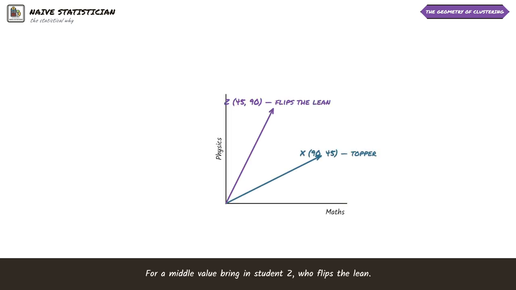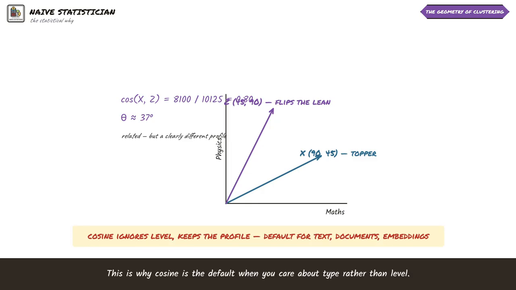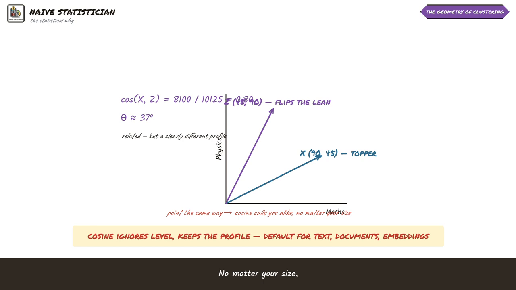For a middle value, bring in student Z, who flips the lean. Maths 45, physics 90. Z's cosine with x is 0.8, an angle of about 37 degrees, related but a clearly different profile. This is why cosine is the default when you care about type rather than level. For text, for documents, for the high dimensional embeddings inside language models. Point the same way and the cosine calls you alike, no matter your size.